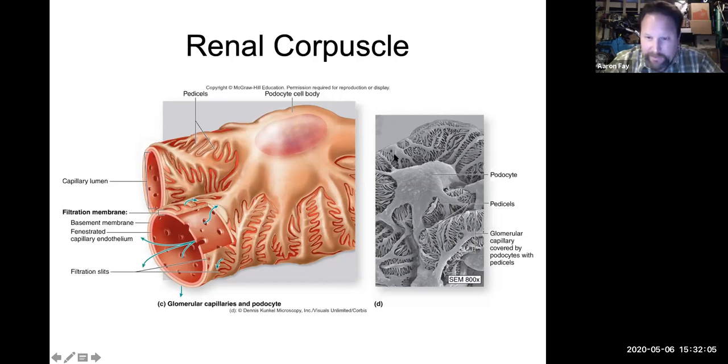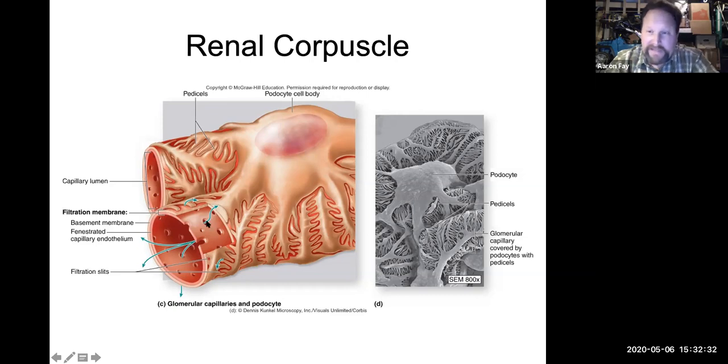Here we can see an electron micrograph of a podocyte with its pedicels, and they're described as interdigitated, right? They're basically just threaded together like fingers. This is to interdigitate. The pedicels just lock together. There's enough space to allow fluid to leak out, but not so much that the capillary will burst under pressure. So have a clear understanding of the filtration membrane.